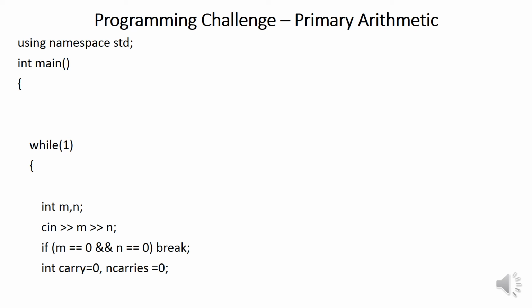m and n are the two variables that will store the user input, that is m is equal to 123 and n is equal to 456. If m is equal to 0 and n is equal to 0, this is the last sample input, so we will go for break. Otherwise, int carry is equal to 0, n carry is equal to 0, means previously we initialize carry as 0, and next n carry, which is also 0.